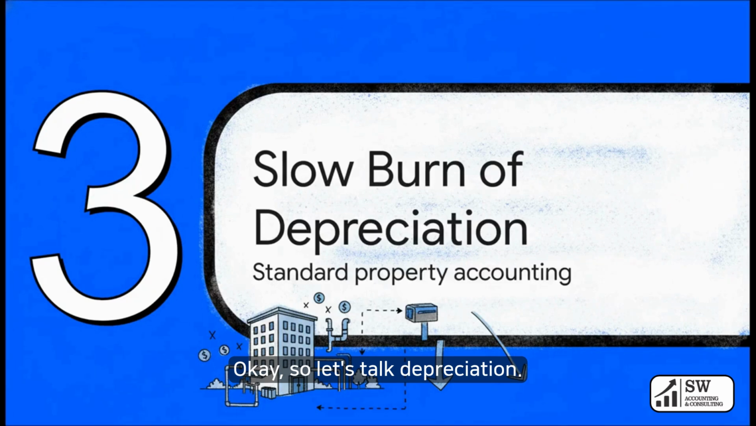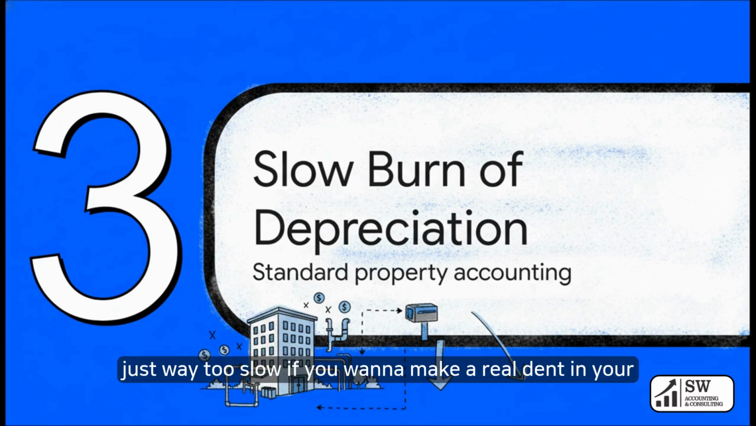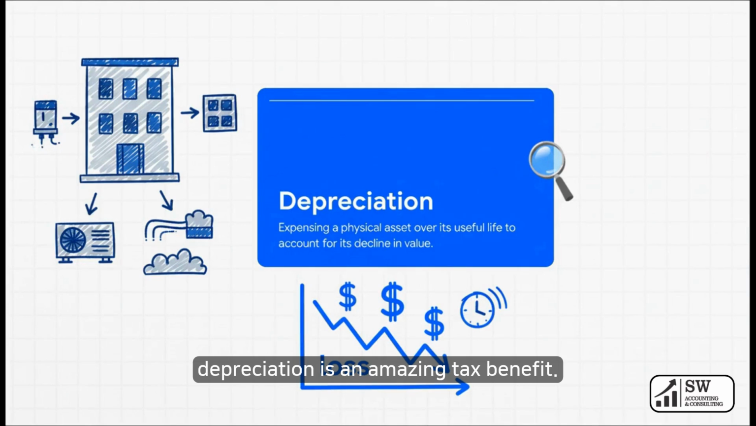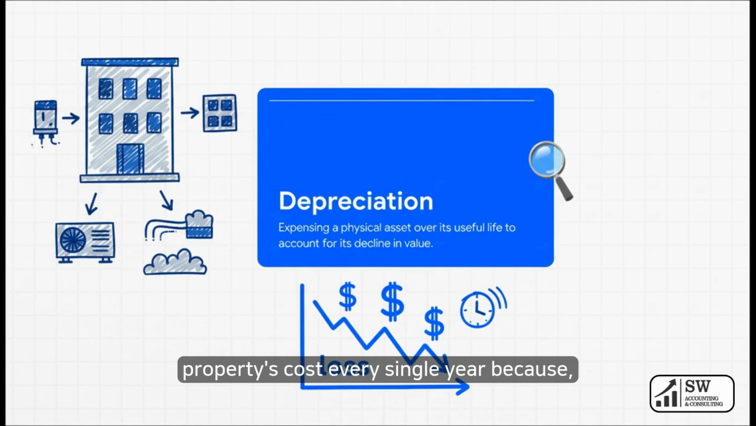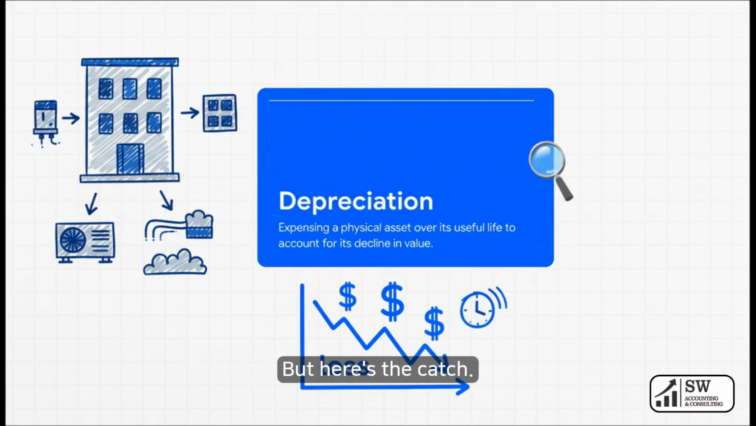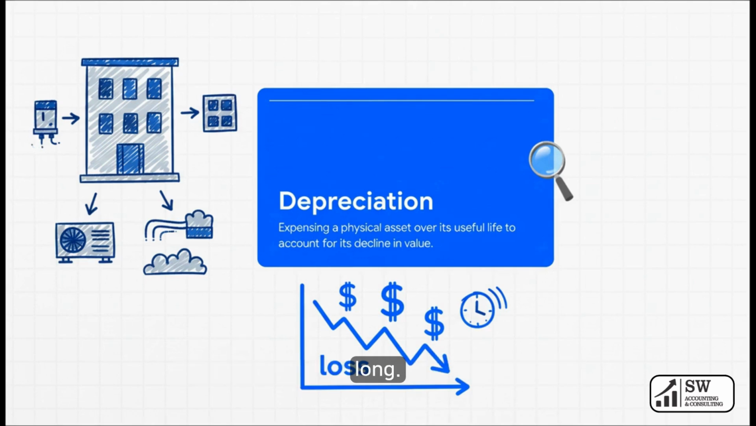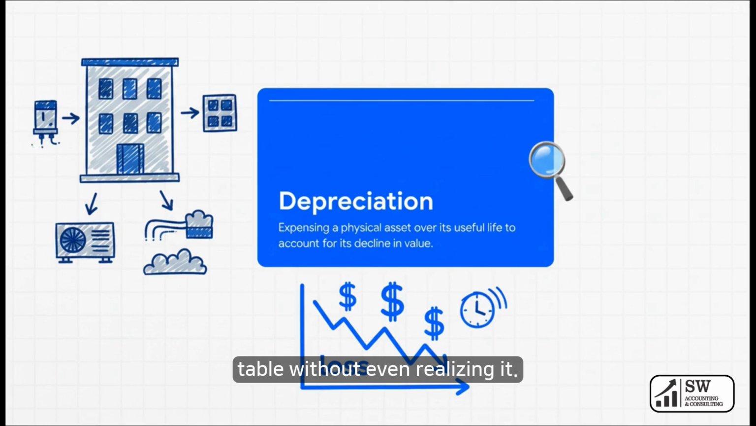Okay, so let's talk depreciation. What is it? And more importantly, why is the normal, standard way of doing it just way too slow if you want to make a real dent in your tax bill? You know, depreciation is an amazing tax benefit. The government basically lets you deduct a piece of your property's cost every single year because buildings get old, they wear out. But here's the catch. The timeline the IRS gives you is incredibly long, and that's where a ton of investors are just leaving money on the table without even realizing it.